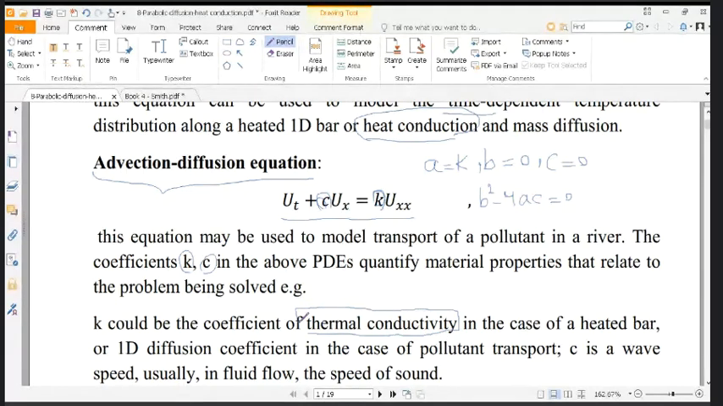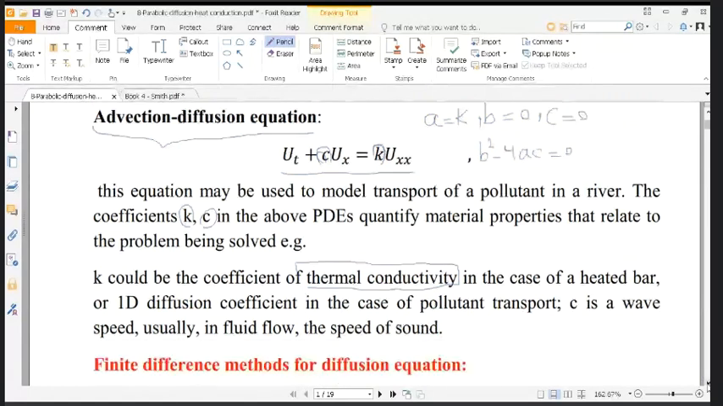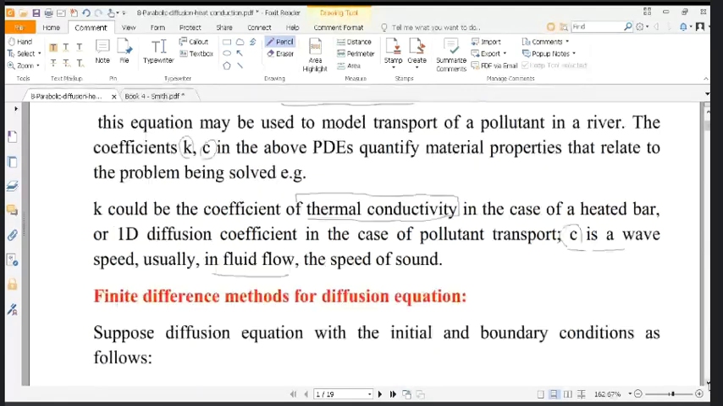In the advection diffusion equation, C is a wave speed. C can be a wave speed in the fluid flow. For the fluid flow model, when we use the advection diffusion equation, C can be a wave speed. Okay? And today, we are trying to make a finite difference method for the diffusion equation.